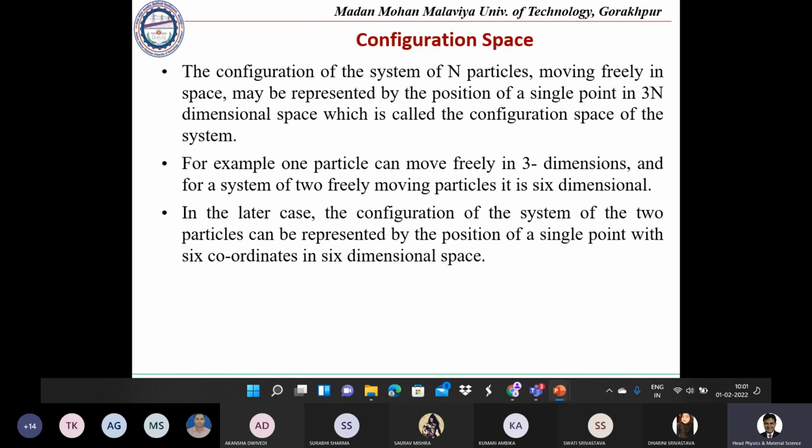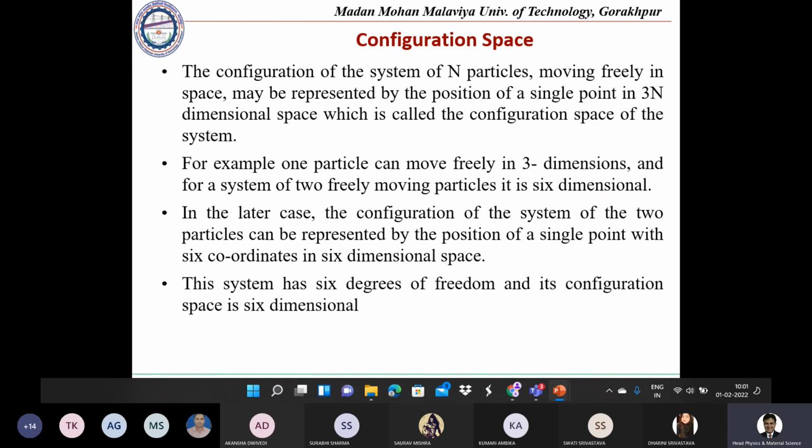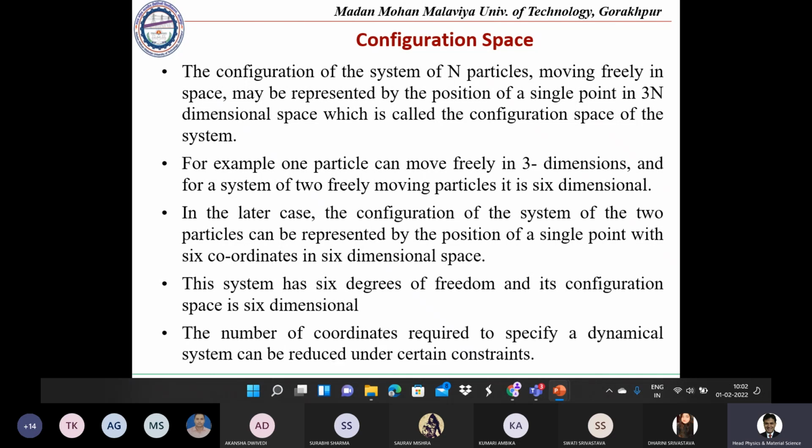That is known as the configuration of two particles in a space by the single point. That is the configuration space. Are you following or not? Yes, sir. Okay. This system has 6 degrees of freedom and its configuration space is 6-dimensional.